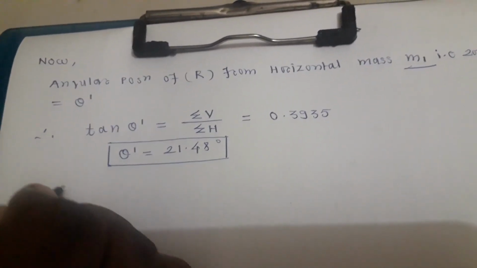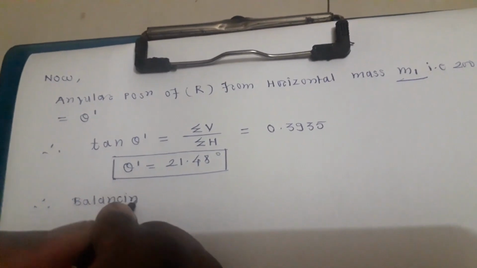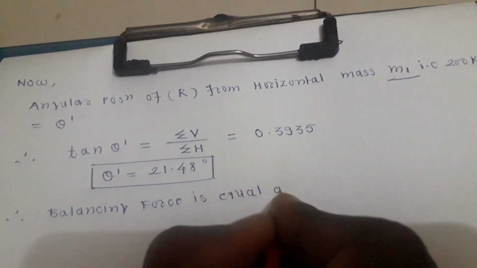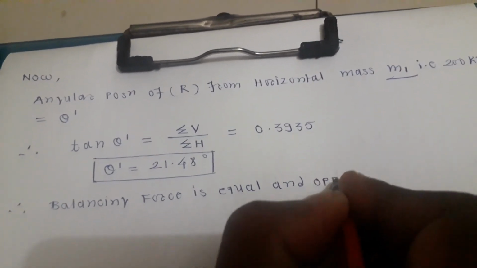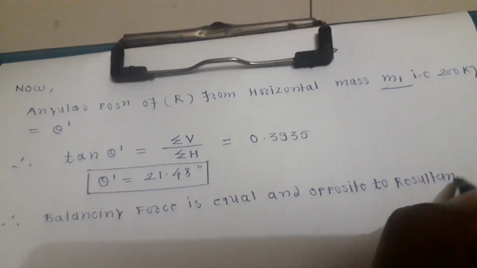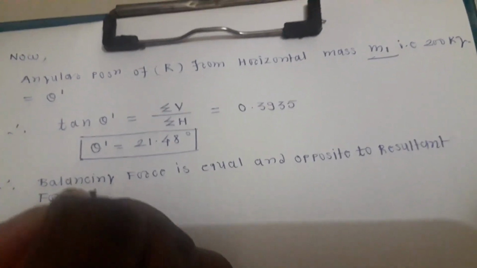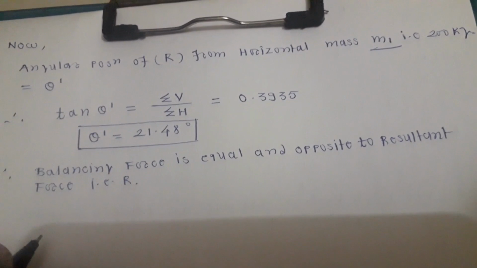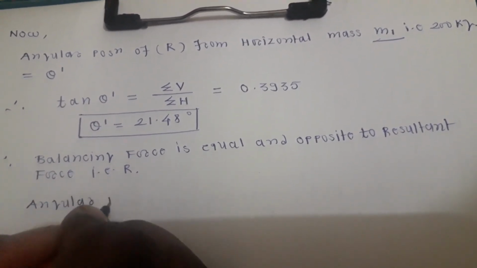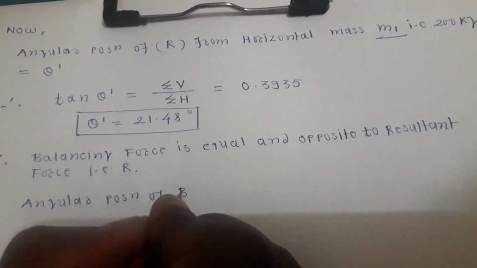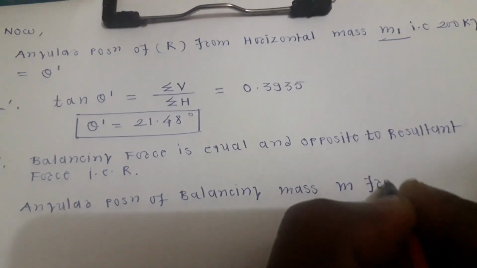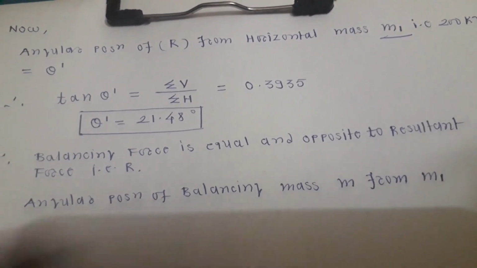So once you know that the balancing force is equal and opposite to the resultant force, that is capital R, now we can calculate the angular position of the balancing mass small m from m1. So it can be calculated.